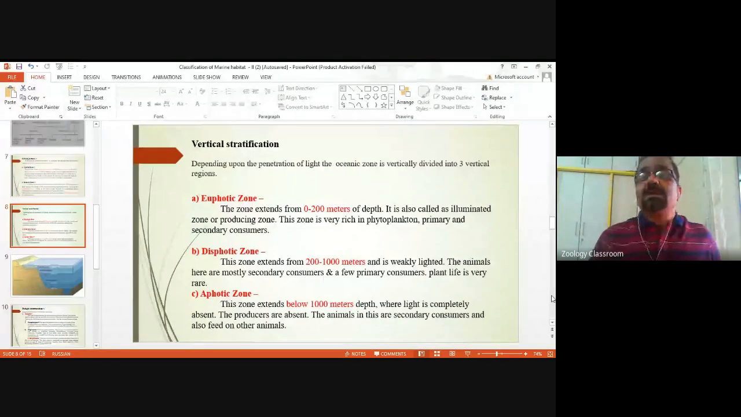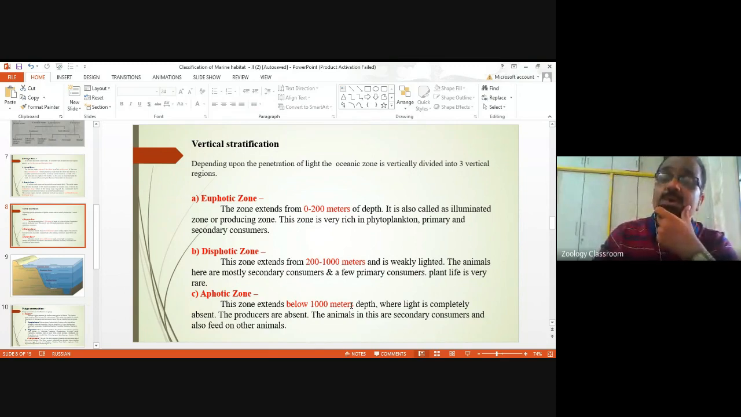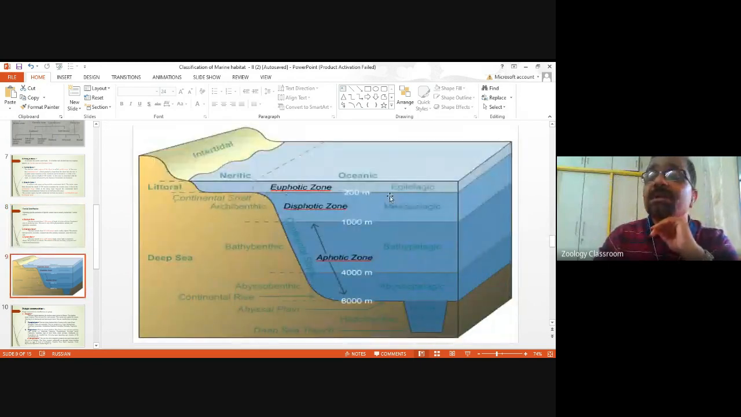Whatever few primary consumers are present, they are restricted to the upper limit of this dysphotic zone. The plant life is very rare, as I have mentioned, because there are limitations for the penetration of light. So whatever plants, autotrophs, are available, they will be restricted only to this upper layer of the dysphotic zone.